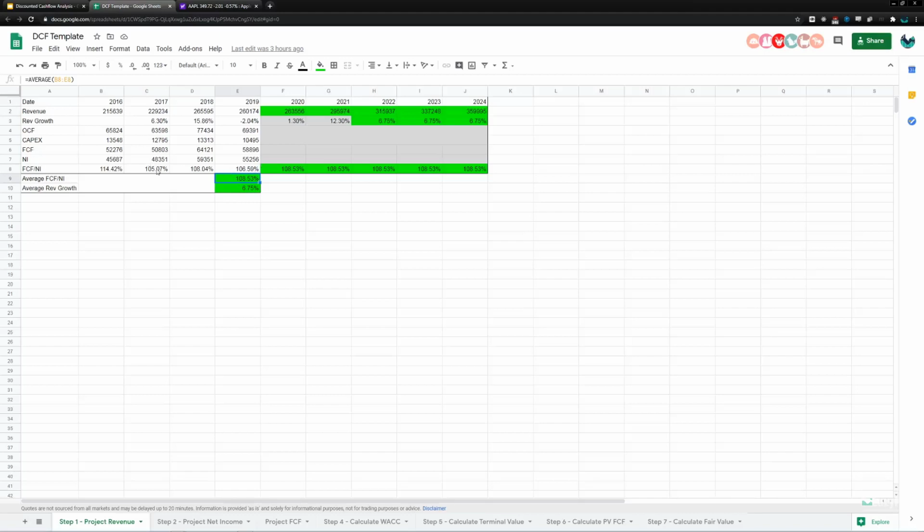So, did I do that right? Or is it the other way around? Free cash flow, what's this formula here? So B6 divided by B7. 114, whoops. Yes, so free cash flow is about 114% of net income.